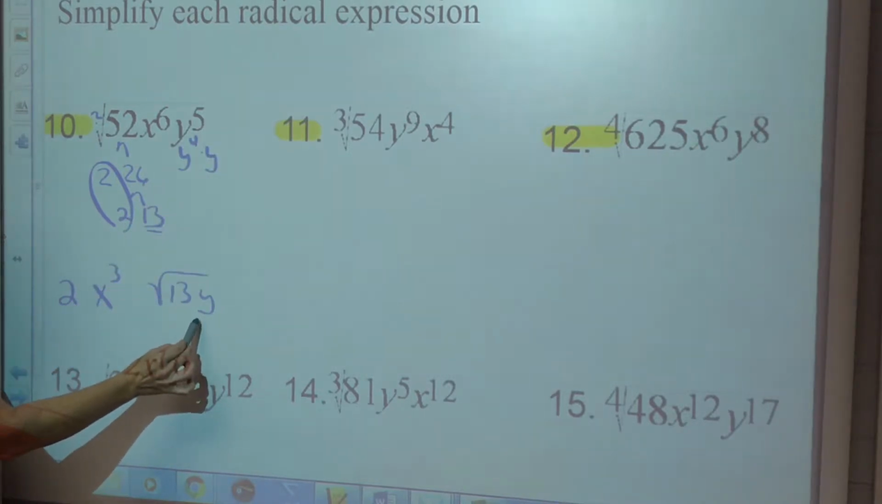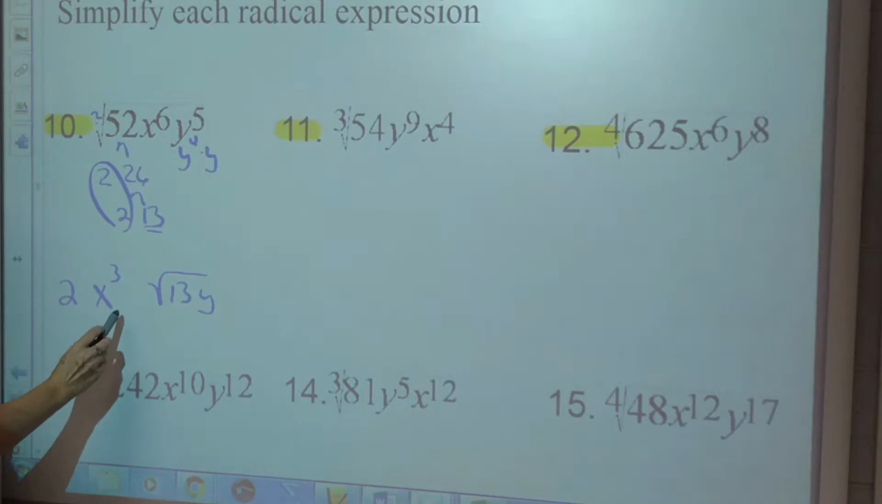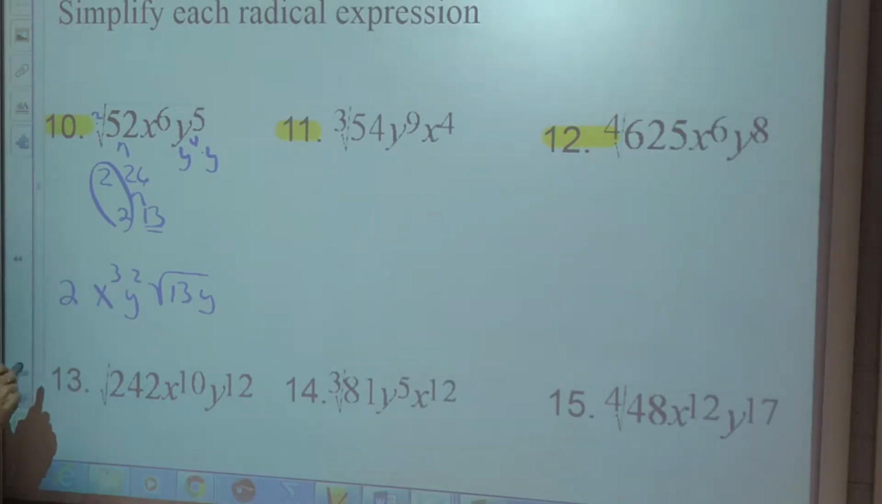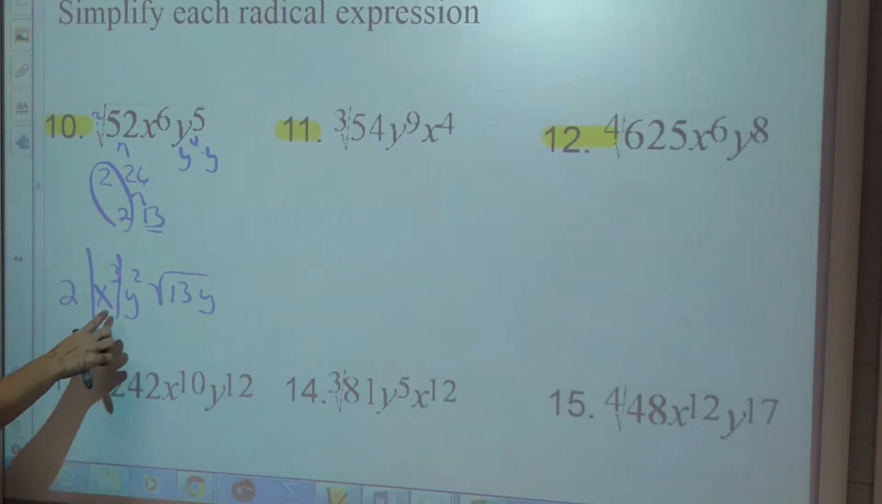Here's my y that's staying inside. And then I take half of the y to the 4th, so that's y squared. Now I do have to think, because it's an even index, I have to think about absolute value. So if it comes out to be an odd exponent, I have to make it be absolute value. If it's an even exponent, it's going to be a positive answer anyhow, so I don't need to include it. It does not need to be an absolute value.